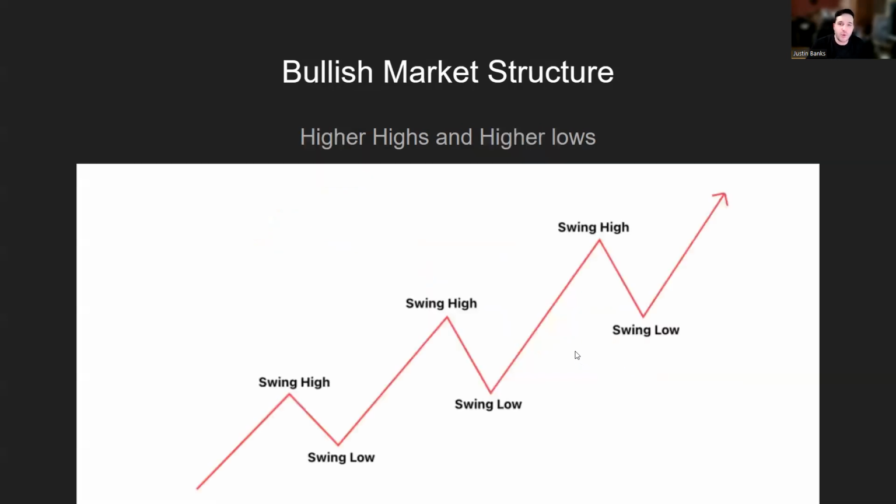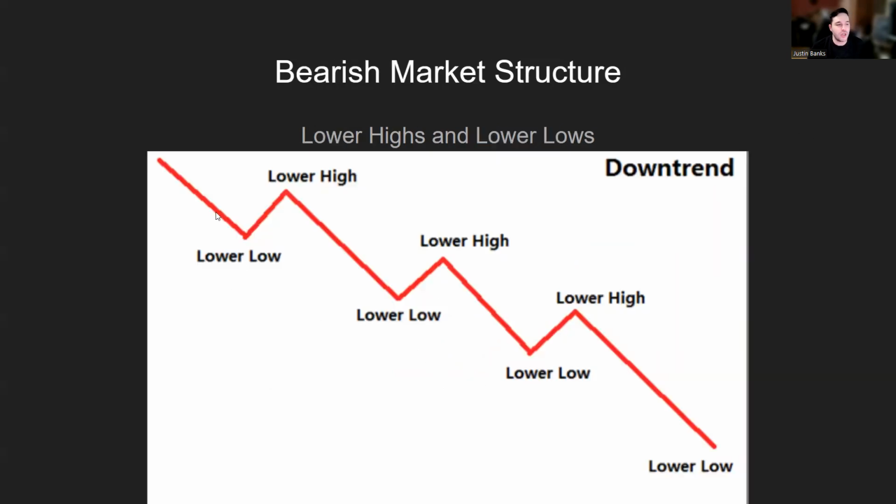So just to refresh real quick for you guys, what is a bullish market structure? Higher highs, higher lows, higher highs, higher lows, higher highs, higher lows. And a bearish market structure? We have lower lows, lower highs, lower lows, lower highs, lower lows, lower highs, and lower lows. Pretty easy to spot on the chart.